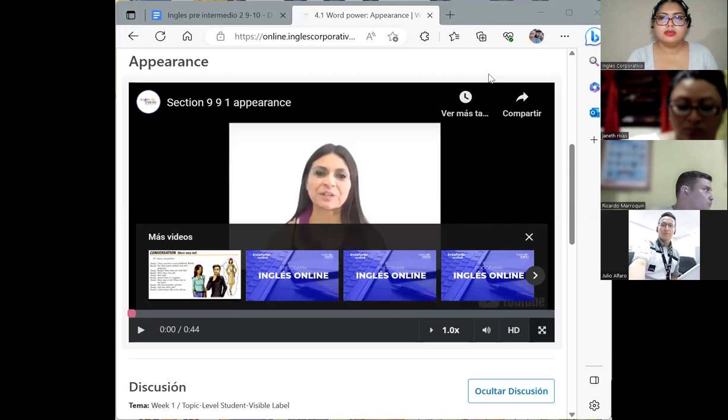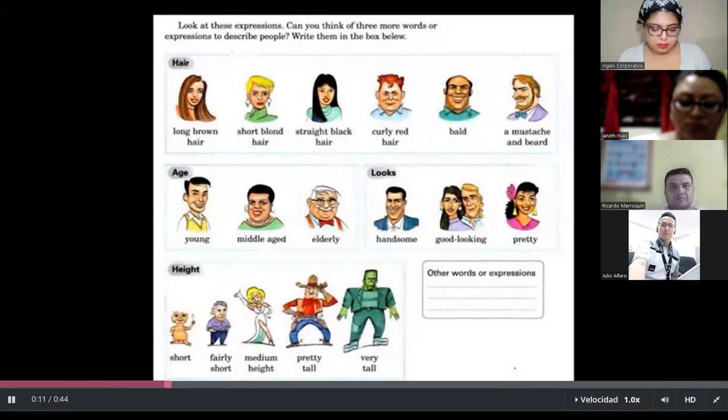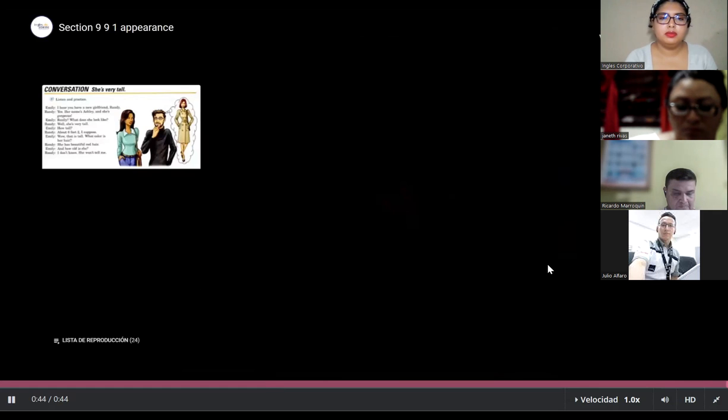Welcome to section 9. In this section, you will learn vocabulary to describe people. Look at the following pictures and repeat the adjectives of appearance after me. Hair: long brown hair, short blonde hair, straight black hair, curly red hair, bald, a mustache and a beard. Age: young, middle-aged, elderly. Looks: handsome, good-looking, pretty. Height: short, fairly short, medium height, pretty tall, very tall. Hair.